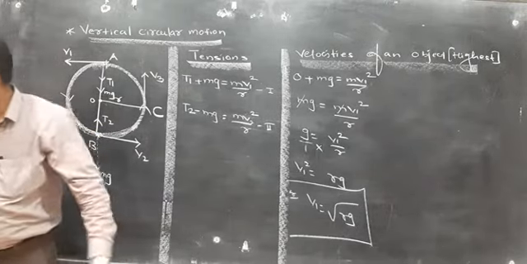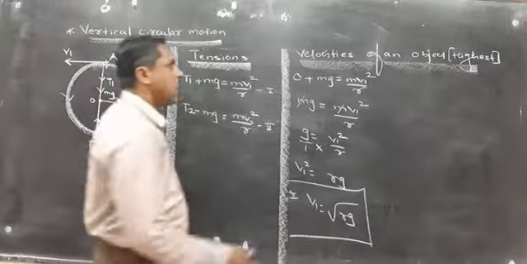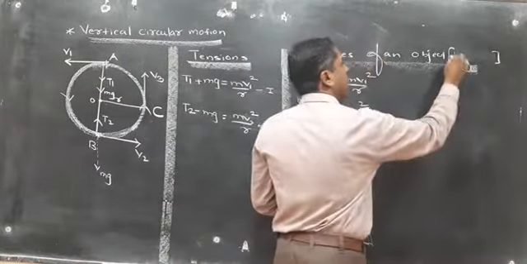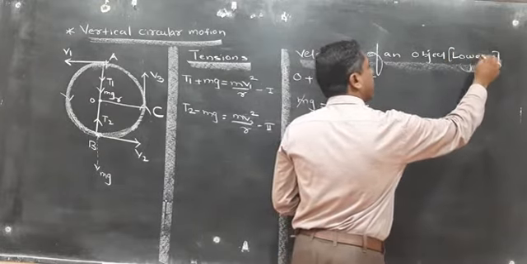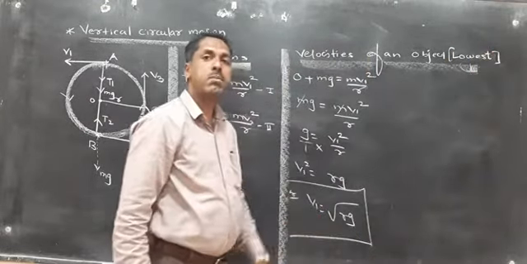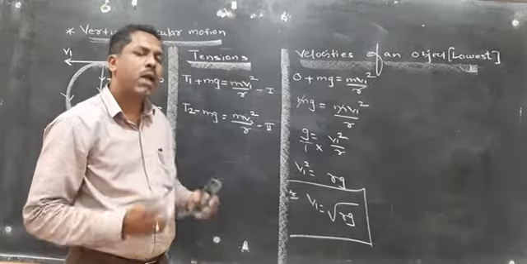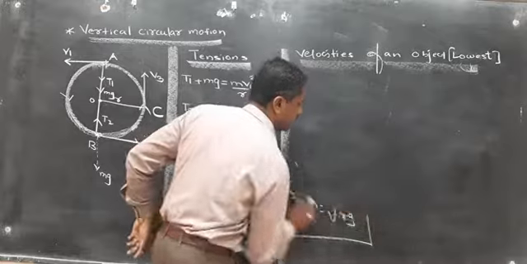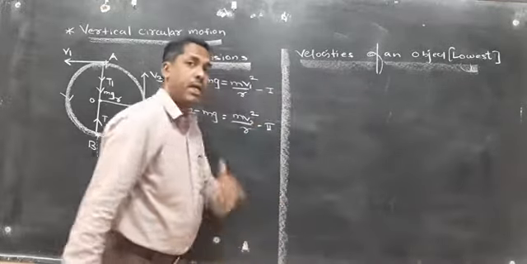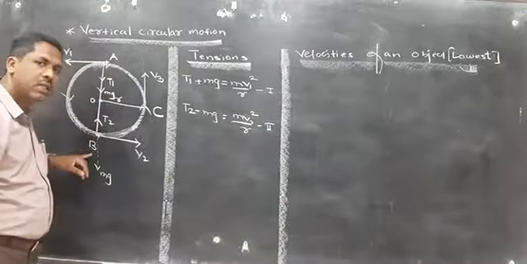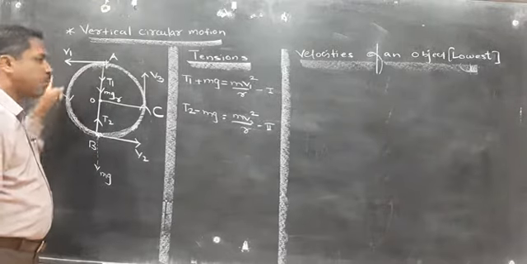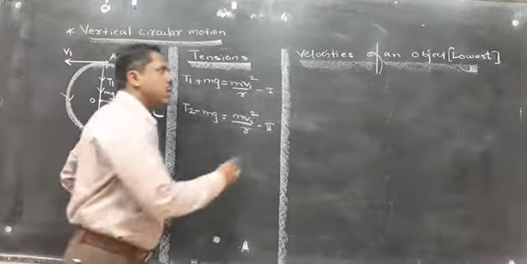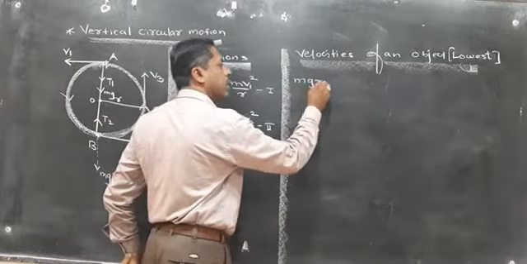Now we will discuss the velocity of an object which is at the lowest position. What happens in the lowest position? See here carefully. In the lowest position, the object is coming from top to bottom. At the top, it has certain potential energy, mgr.